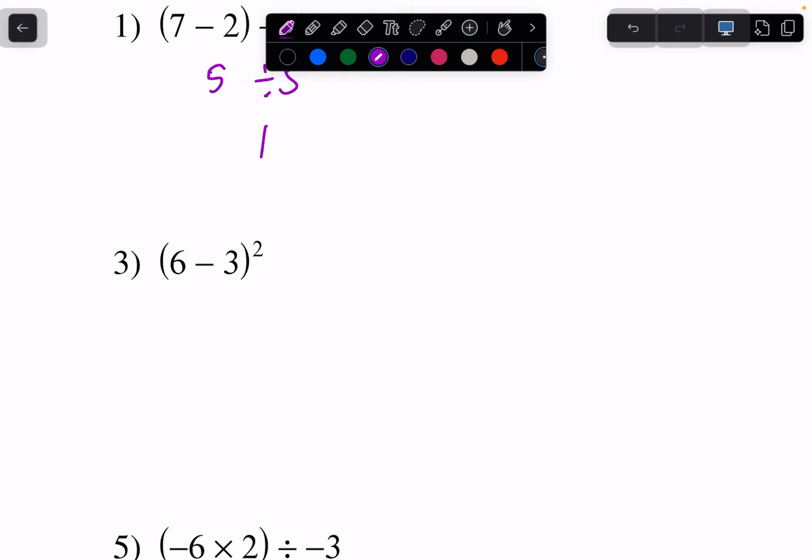Do the subtraction if you can. Bless you. Do the subtraction if you can, then square it. That's 3 times 3, or 9. Now, let's just bump it up just a minute.